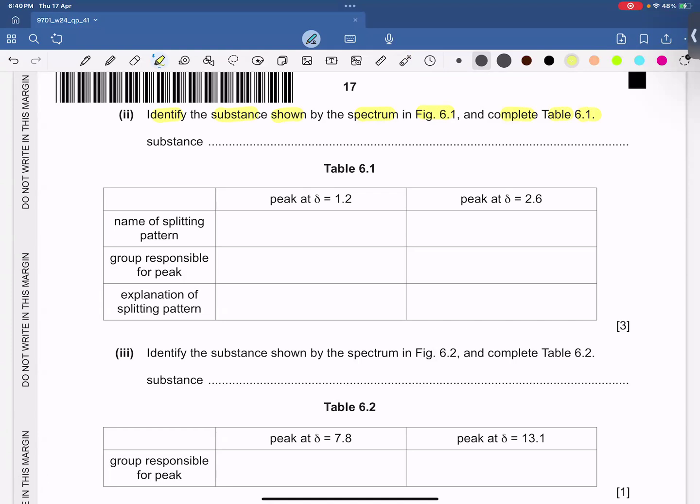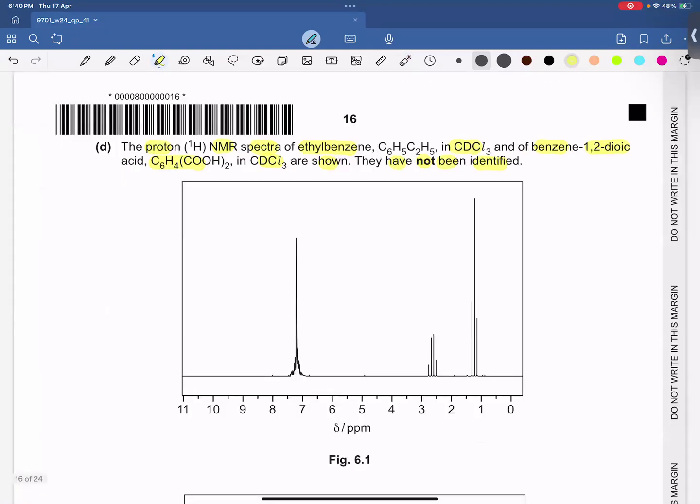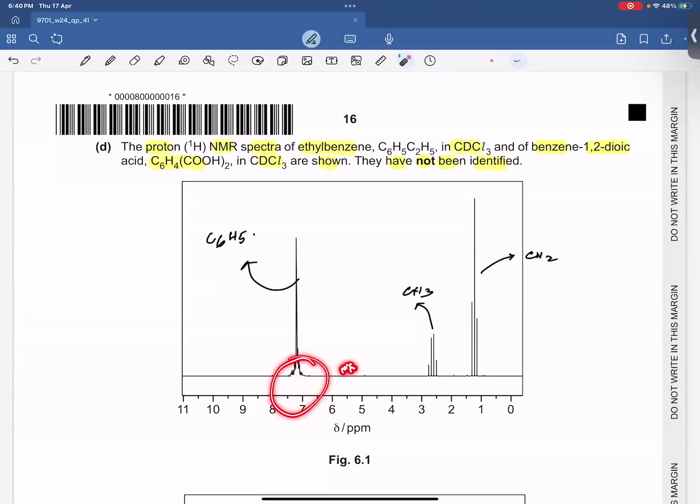Okay. Spectrum. This is a triplet, so obviously a CH2 neighbor will be there. This is a quartet, so obviously a CH3 neighbor will be there. This is basically a benzene ring, because benzene ring appears from 6.9 to 7.4 delta. That's the chemical shift in which benzene ring exists. So basically this is benzene, this is CH3, this is CH2. It's basically ethyl benzene.